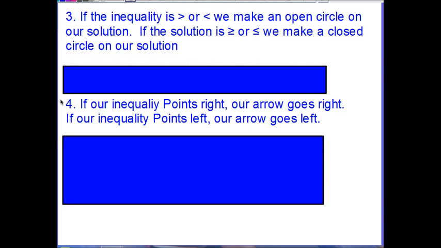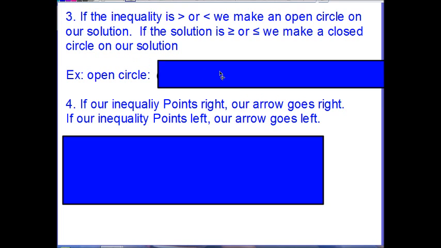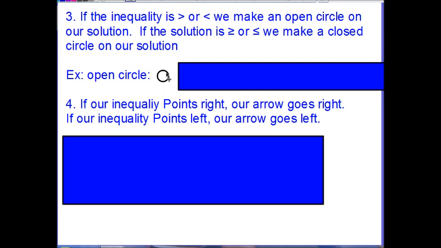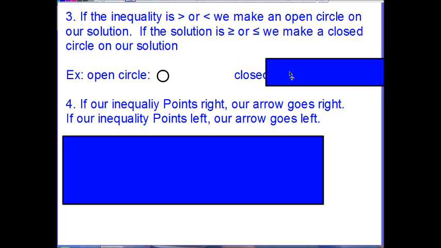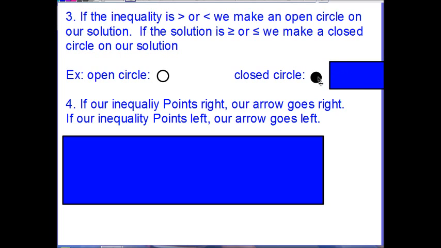So step 3. If our inequality is greater than or less than, we make an open circle on our solution. If the solution is going to be greater than or equal to or less than or equal to, we make a closed circle on our solution. So for an example, an open circle just kind of looks like an O. Nothing is filled in. If it's supposed to be a closed circle, we want it to be a filled in dot, and that's what a closed circle is going to be.